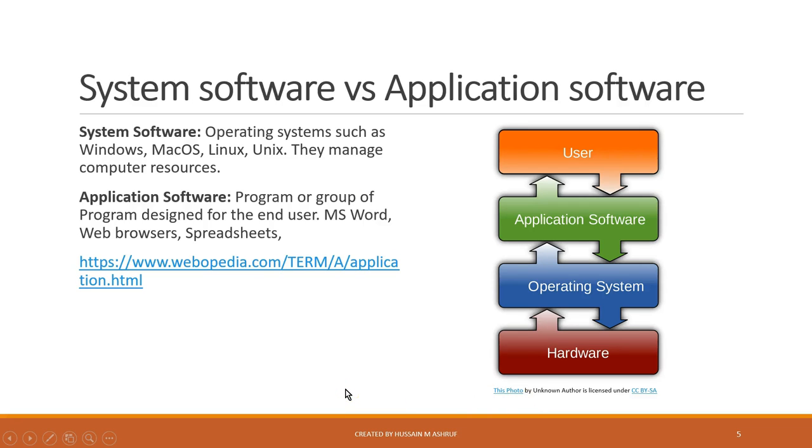So if you see here, we have system software versus application software. What are the differences? Let's start with the definition. System software, operating systems such as Windows, Mac OS, Linux, Unix, right? They manage computer resources like memory, network, and so on. What is application software? Program or group of programs designed for the end user, like Microsoft Word, web browsers, spreadsheets, and so on. So if you can see, hardware is here in the base, then we have operating system, then we have application software here, right? And then we have user here and user programs.